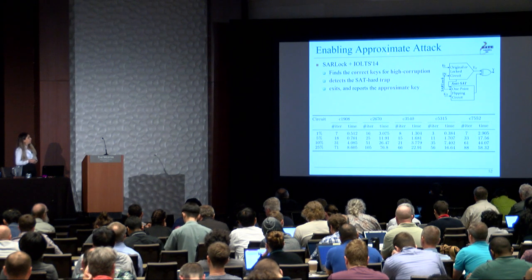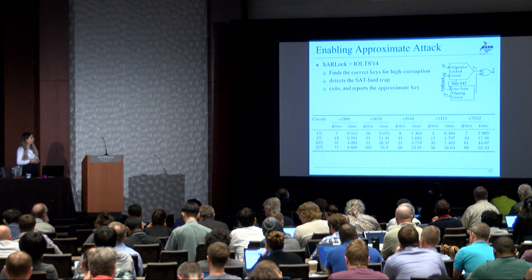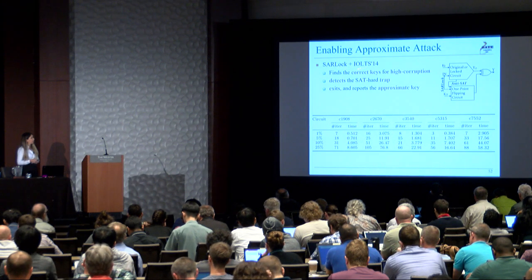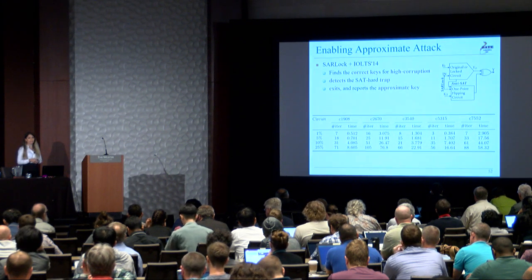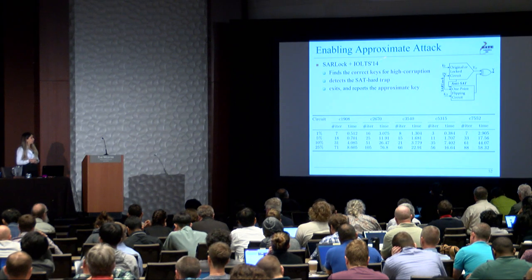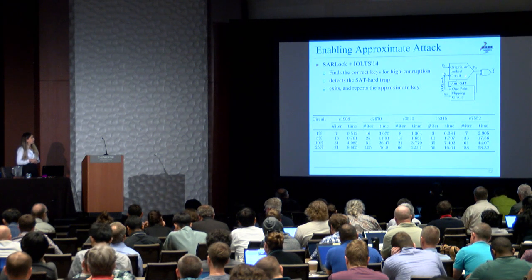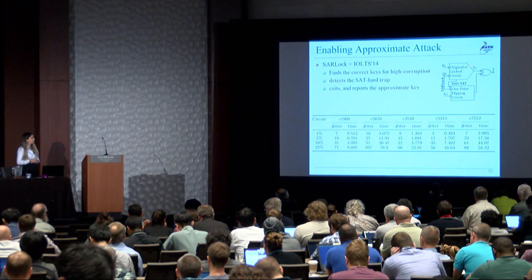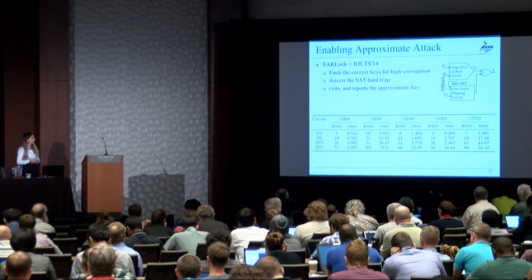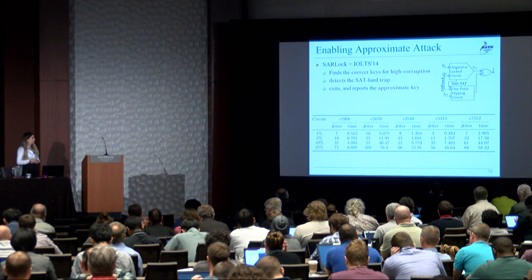In order to verify the approximate attack, we have obfuscated the benchmarks using SARLock plus Anti-SAT. Calling the SAT attack results in a timeout. However, our approximate attack can quickly find the correct keys for the high corruption obfuscation technique, detects the trap, exits, and reports the approximate key.